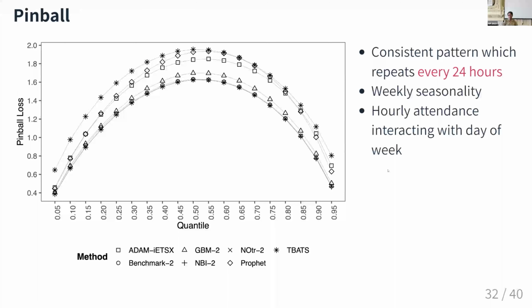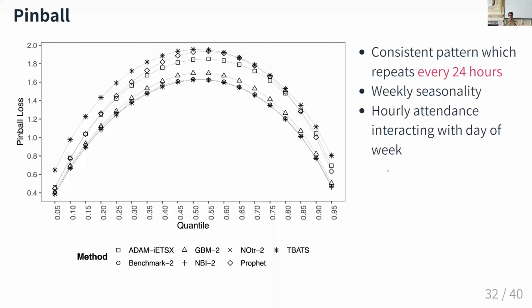So this is basically the result based on the pinball. We didn't put all the methods here. We just put the most accurate ones. I think what we can see here is that some models are definitely much better than others. For instance, a model like TBATS is not particularly good here compared to, for example, the Adam ETSX, based on exponential smoothing, including regression and also the predictors, and also NOTR2, which is again another model based on the GAM that was developed by Jetro.